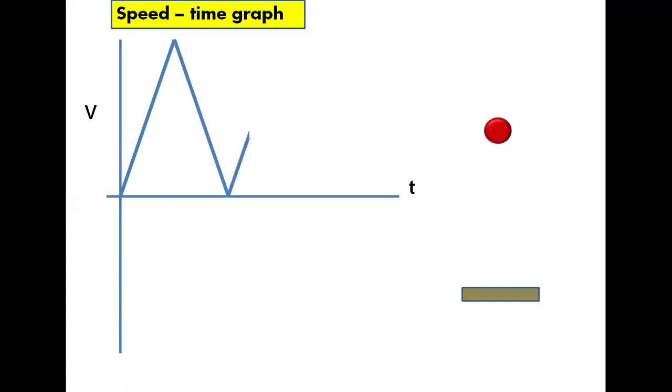Again, it falls, hits the ground with the maximum speed, and then bounces off and stops at the maximum height. Speed is a scalar quantity, so we don't draw the graph on the negative side of the y-axis. Only increase in speed and decrease in speed is shown. And here it shows again the uniform acceleration.